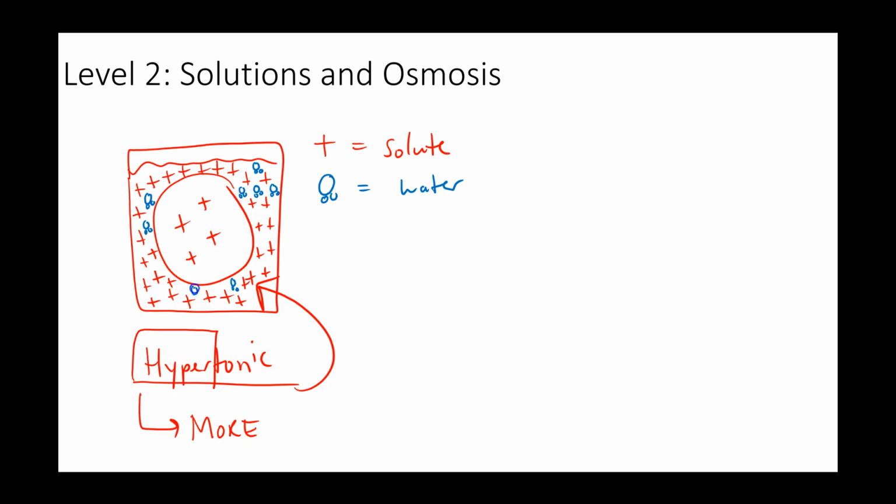And we went over this example in class. We acted it out. We did a little simulation. But let's just go ahead and depict that like this. Now, because inside the cell there's less solute, you're going to have more water freely available to move.